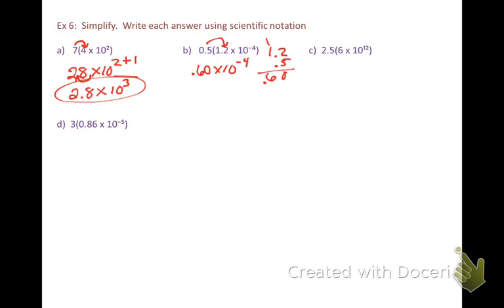But is 0.60 between 1 and 10? No. So you'd have to move it over 1. I have to move it over 1 this time, the opposite direction, so I'm subtracting 1. So it's 6 times 10. What's negative 4 minus 1 equal? Negative 5. I almost said negative 3 for some reason. And that's how you would do all the rest of these.